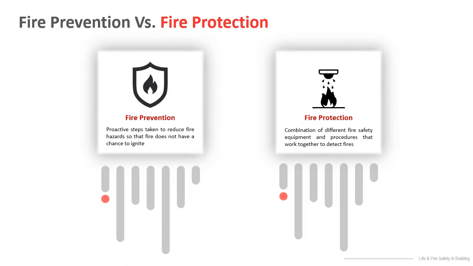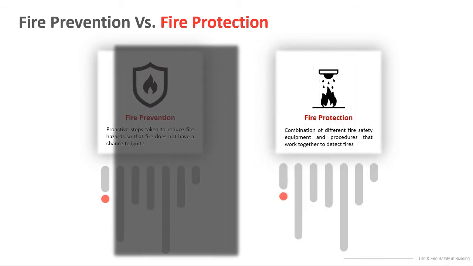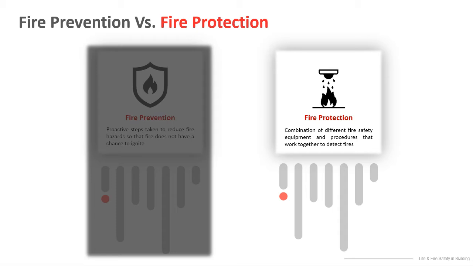In this slide, we're going to be discussing the difference between fire prevention and fire protection, and we need to understand exactly what the difference between the two terms is. Fire prevention involves proactive steps taken to reduce fire hazards so the fire does not have a chance to ignite. However, fire protection is a combination of different fire safety equipment and procedures that work together to detect fire and mitigate the negative impact.